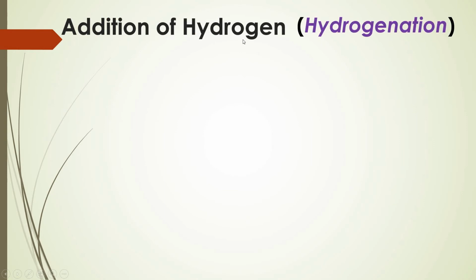So, addition of hydrogen. When we want to add hydrogen, that particular reaction is called hydrogenation. So let us see the hydrogenation reaction of ethene. Here this is an ethene compound, C2H4, with a double bond. This is a condensed formula where the double bond is between two carbon atoms. So when we add hydrogen to this with the help of nickel as a catalyst at around 200 degrees Celsius, we get ethane, a single bonded hydrocarbon.